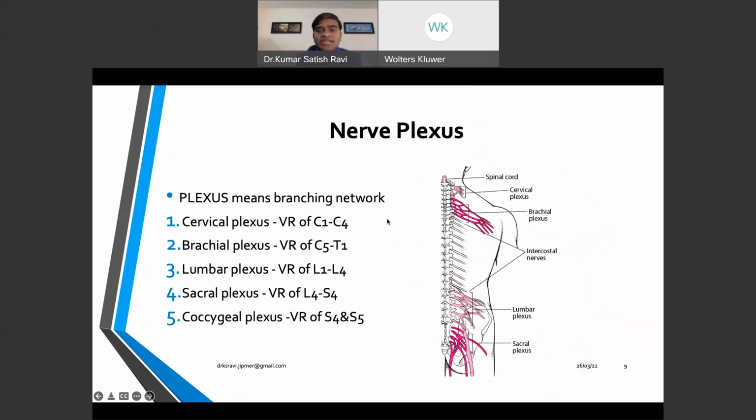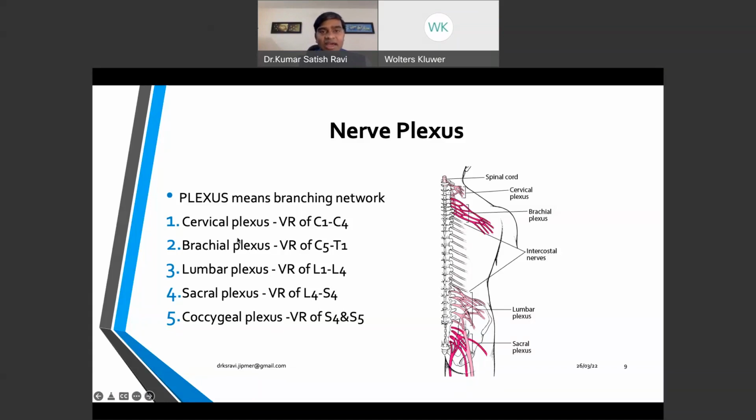That's what I was talking about, these nerve plexuses. So in the spinal cord, there are 31 pairs of spinal nerves, right? And they are in different regions: the cervical region, the thoracic region, the lumbar region, and the sacral and coccygeal regions. Apart from T2 to T12, the rest of the ventral rami will form some of the plexuses, right? These plexuses are a branching network, and they are the cervical plexus, the brachial plexus, which we'll be discussing today, then the lumbar plexus, the sacral plexus, and finally the coccygeal plexus.